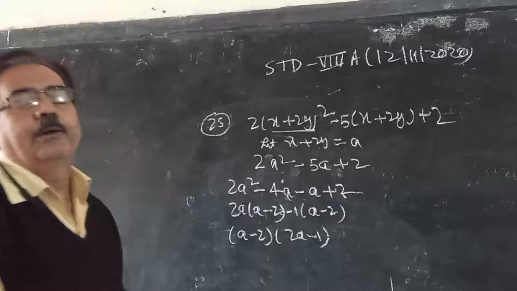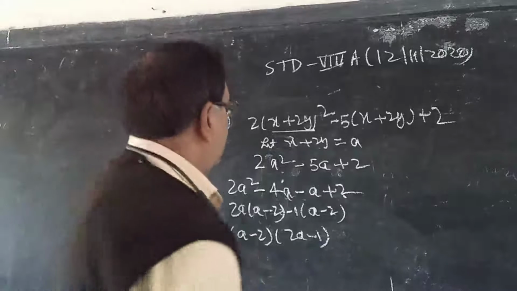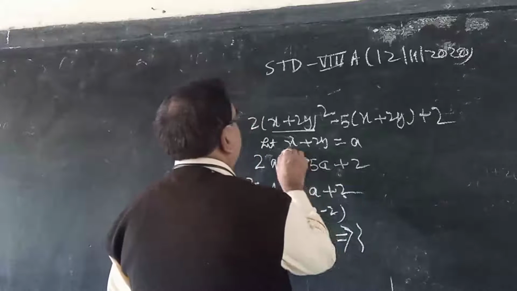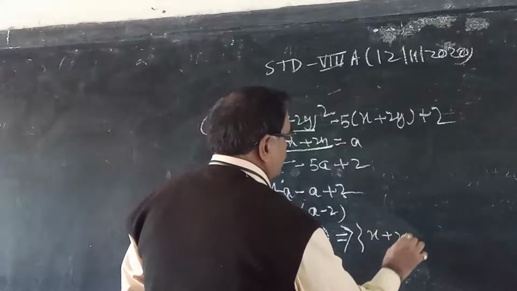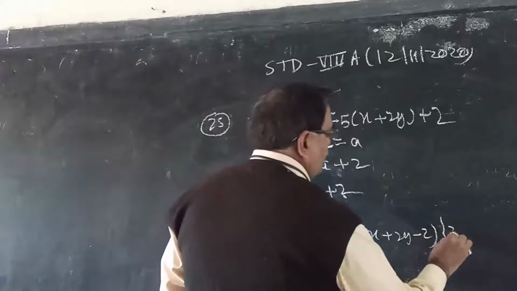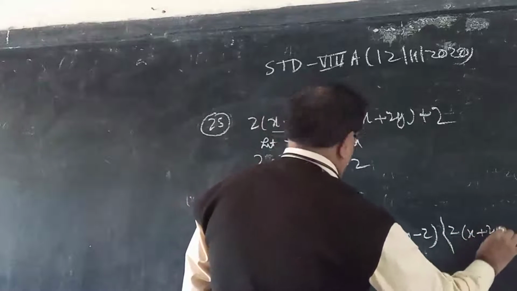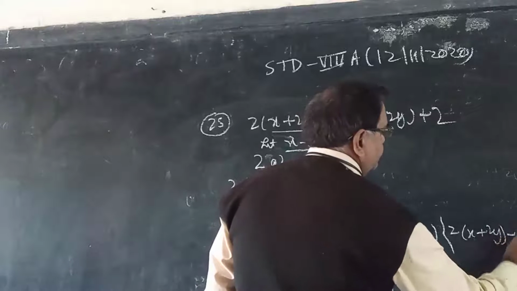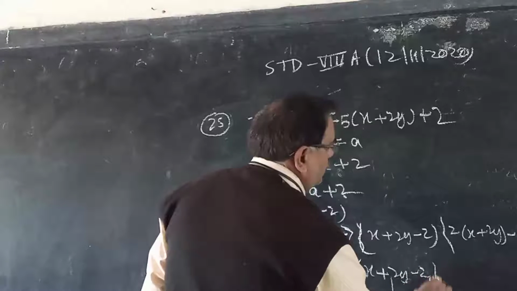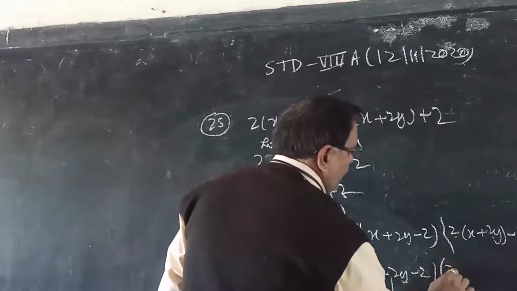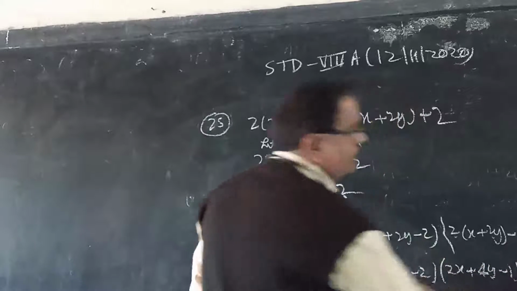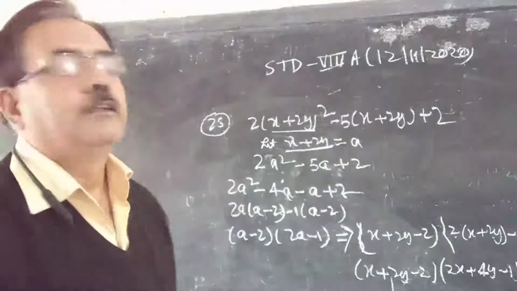Then finally we have to put the value of a, what we have supposed. So a is x plus 2y: (x plus 2y minus 2). And 2a is 2(x plus 2y) minus 1. So this becomes (x plus 2y minus 2) and (2x plus 4y minus 1). This is our answer. Right.